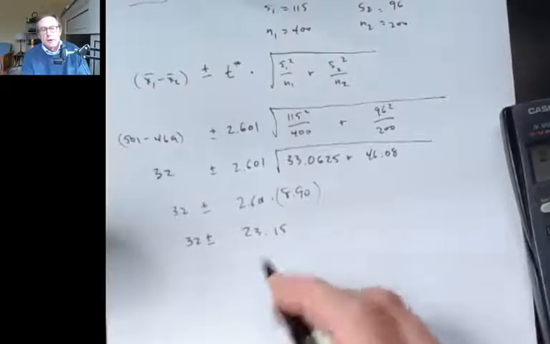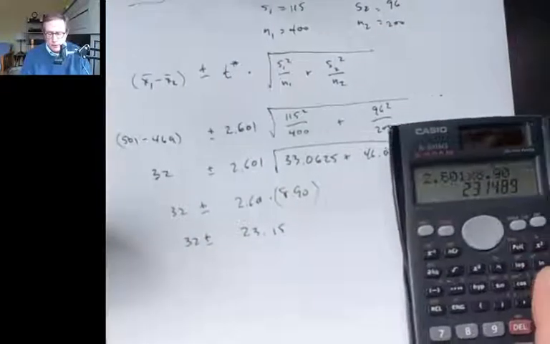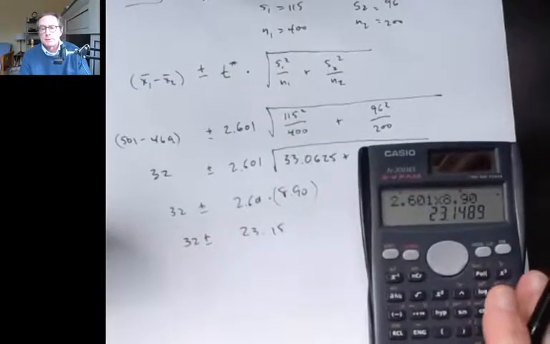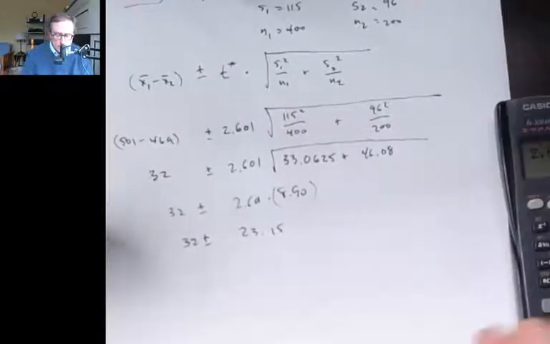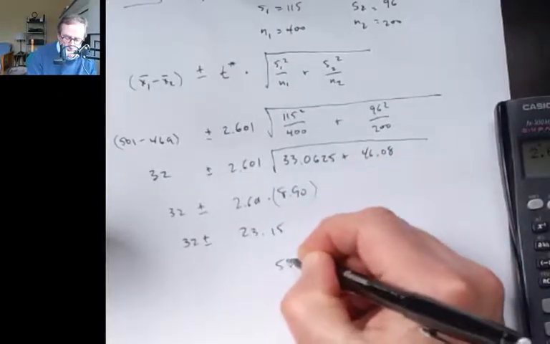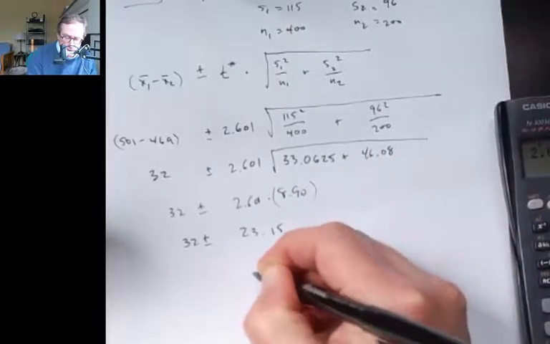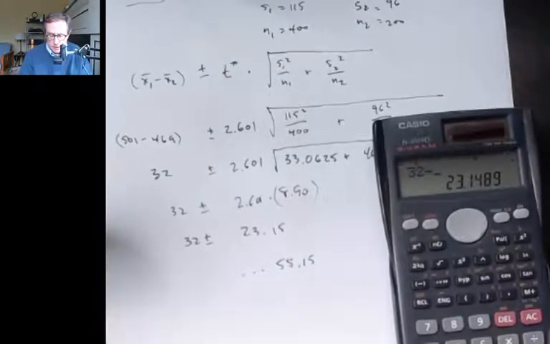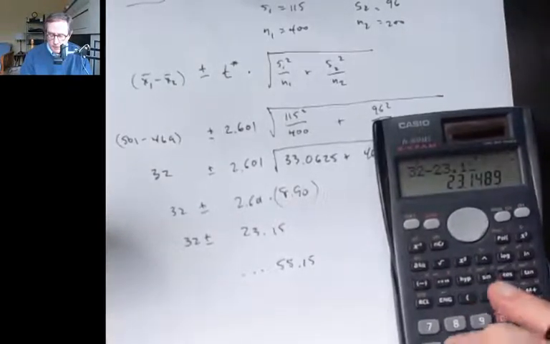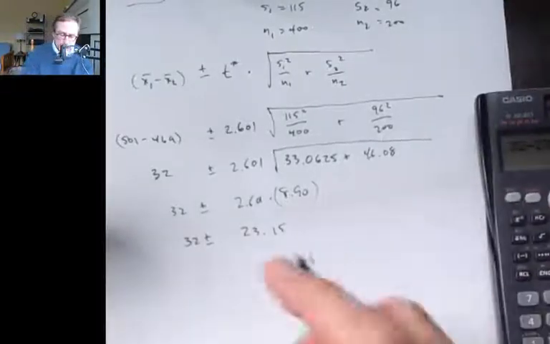I like to do both ends just because, again, sometimes for some folks in the room, the numbers seem more concrete than the plus and minus, which I'm one of those folks. So 32 plus 23.15 is what, 55? 55.15. And then the other end of the interval is 32 minus 23.15. 8.85.